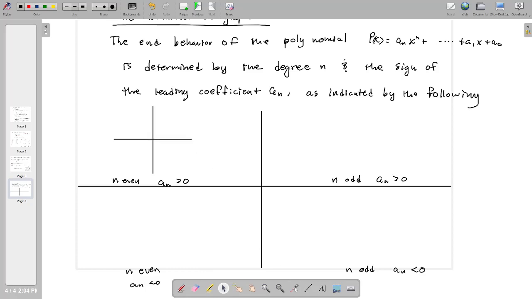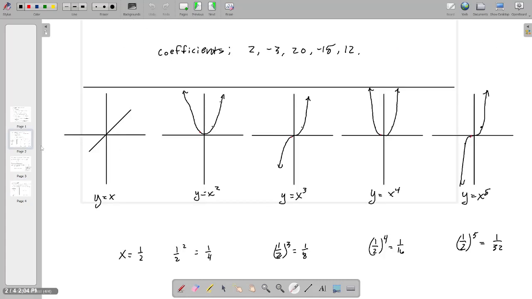Now the a sub n is important because if a sub n is negative, it would be as if we had a negative in front of one of these graphs. So let's say that we had a negative in front of this x squared. Then no matter how large x gets in either direction, x squared will be positive, but if we have a negative in front, multiplying a positive number times that negative number that's in front of x will give us a negative number. So we would actually go down instead. It's a reflection over the x-axis.